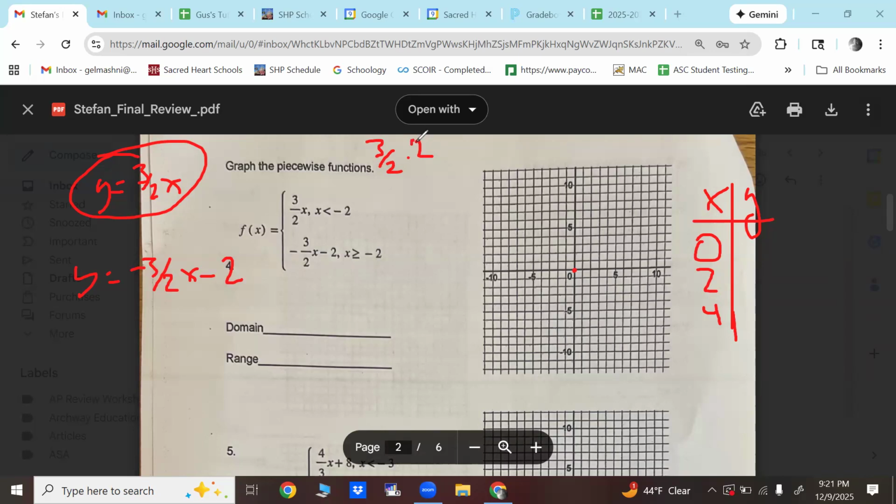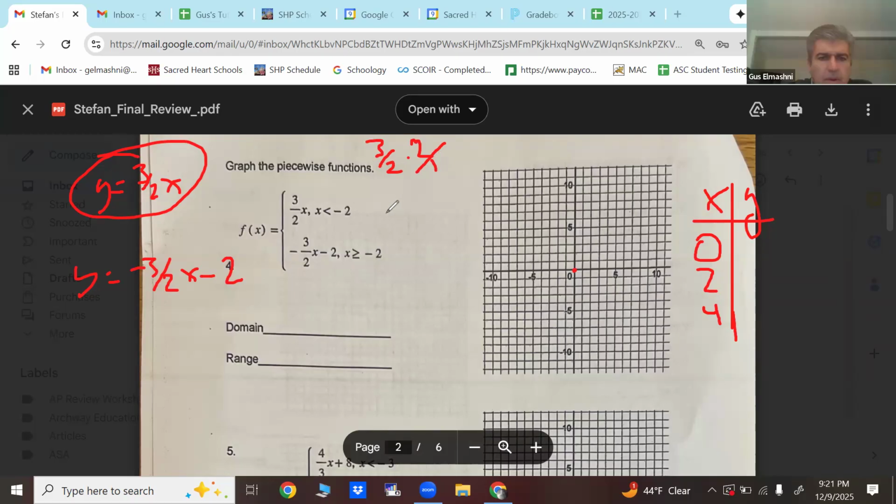Hold on. 4, 4.5. Okay, slow down. 3 halves times 2. How do you multiply fractions? So 2 is like 2 over 1 now. Okay, good. Then how do you multiply fractions? 3 on the bottom, and then 4 on the top, 4 over 3.